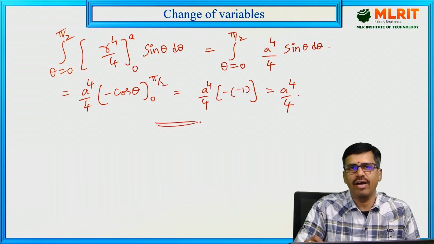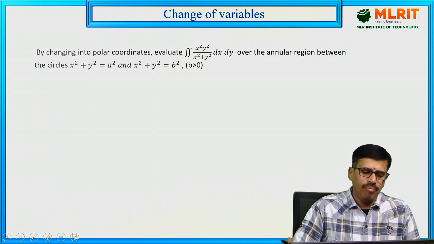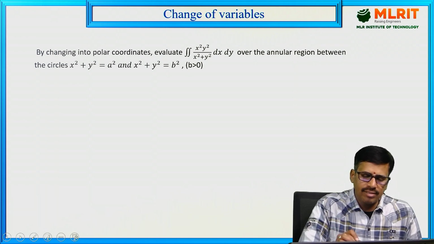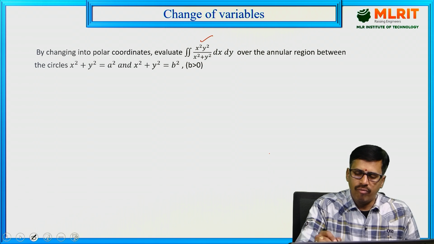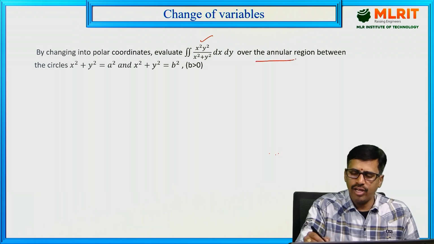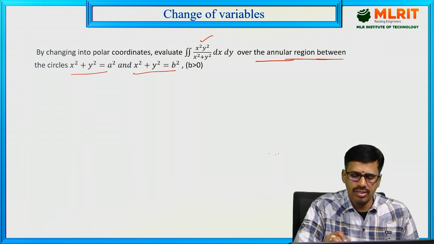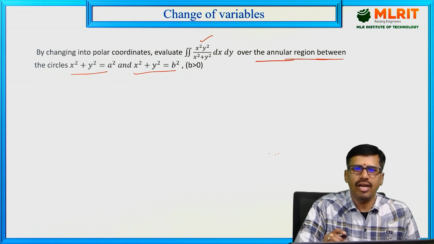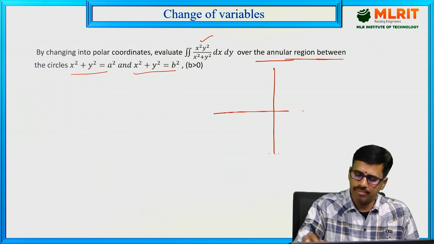So this is how we evaluate double integral by changing into polar coordinates. Right, let us see one more example. By changing into polar coordinates, evaluate double integral of x square y square by x square plus y square, where R is the annular region between the circles x square plus y square equal to a square and x square plus y square equal to b square. So the region is given between these two circles. Let us draw the region first.